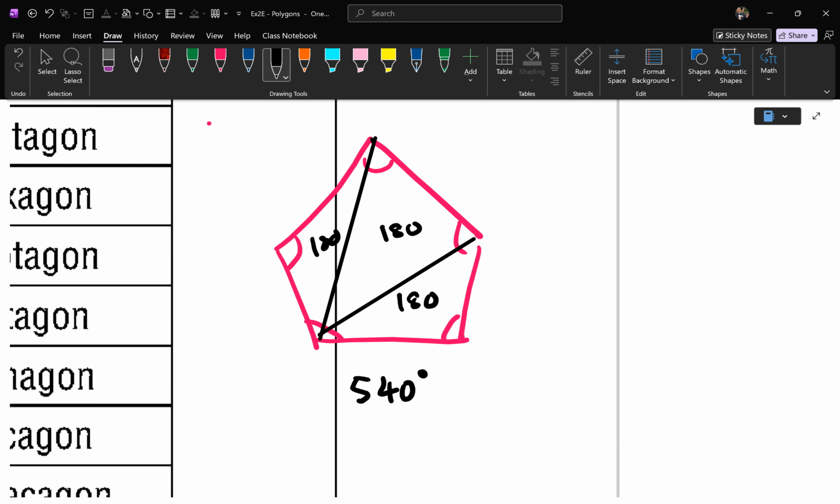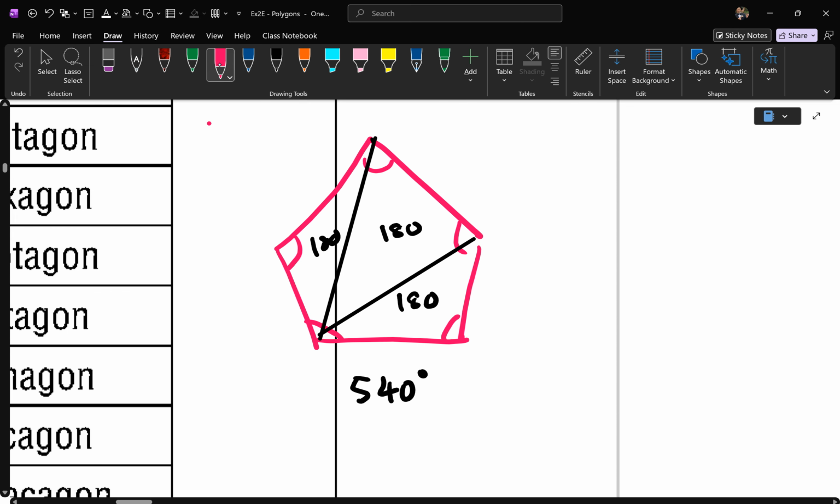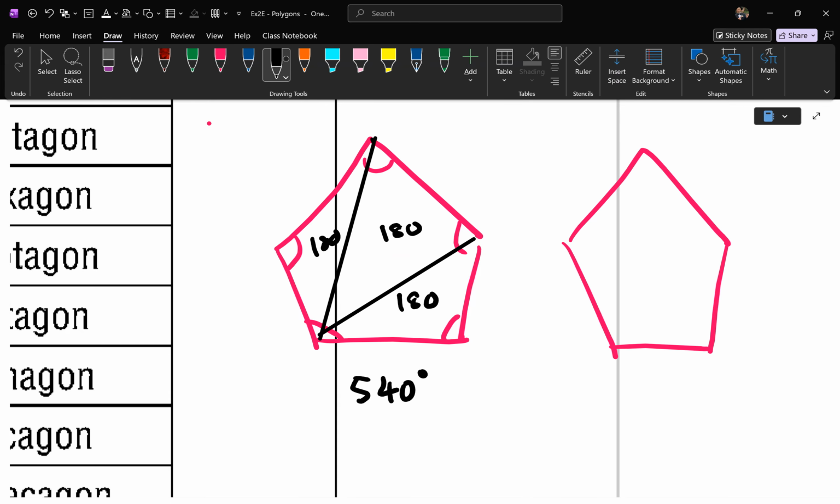But what if I did this? What if I draw a pentagon again? I do corner to corner. Whoops. Corner to corner, corner to corner. Now you got 1, 2, 3, 4. Or you could count it as 1, 2, 3, 4, 5. 5 triangles. Can I say 1, 2, 3, 4?